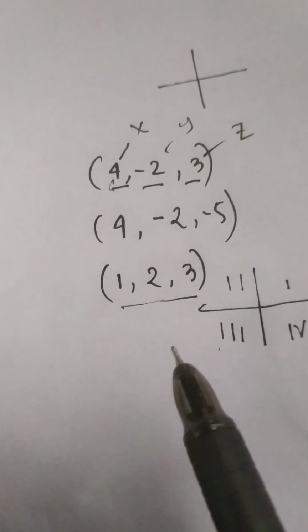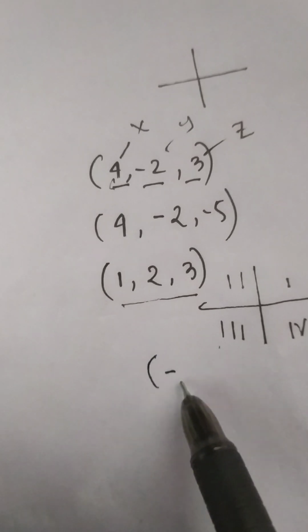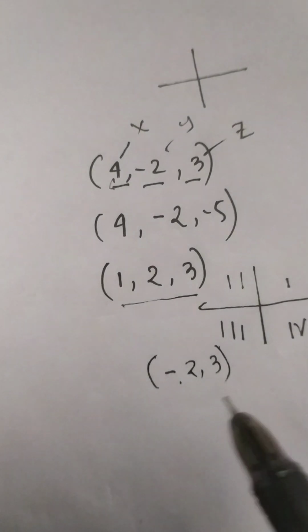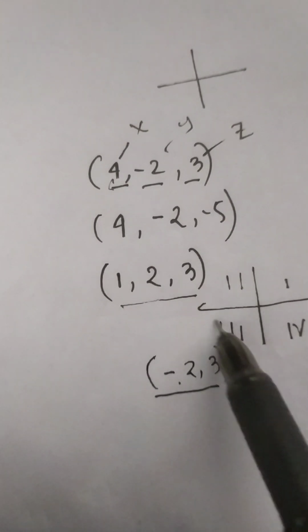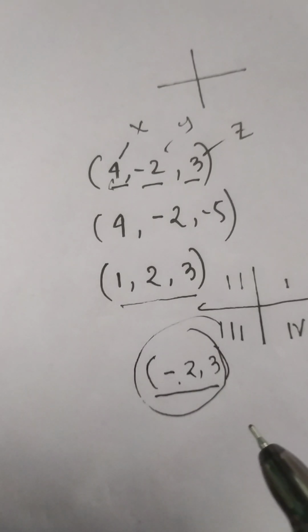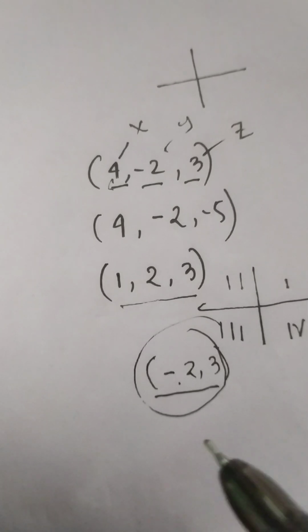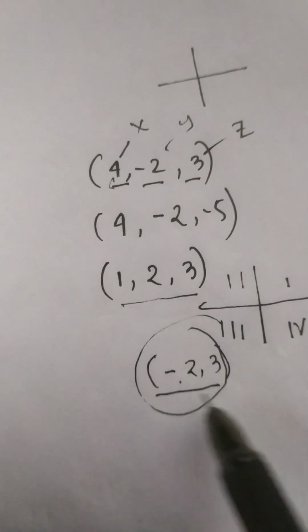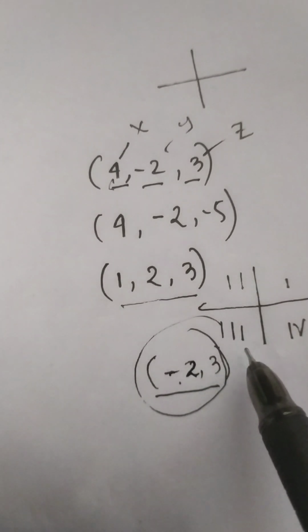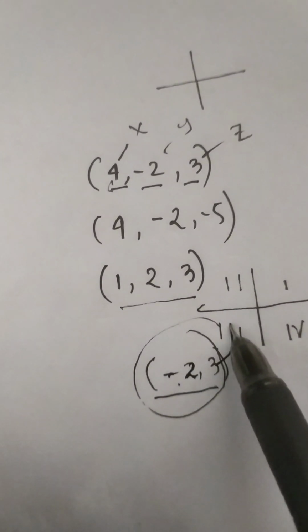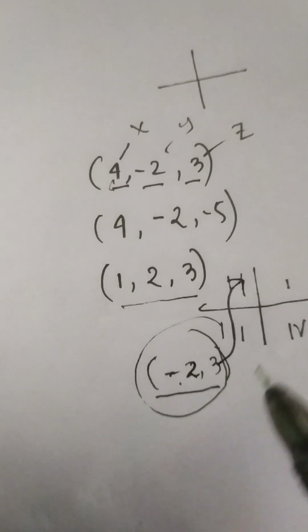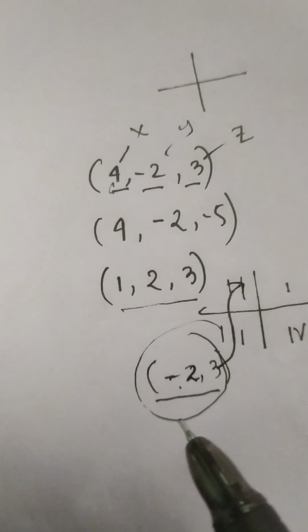For example, let us take (-2, 3). If we are asked to find in which quadrant this coordinate lies, it's very simple. We already know how to find the quadrant. Here x is negative and y is positive, so this must lie in the second quadrant. So it's very easy to find the quadrant in which a given coordinate lies.